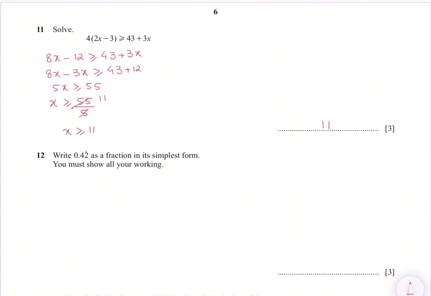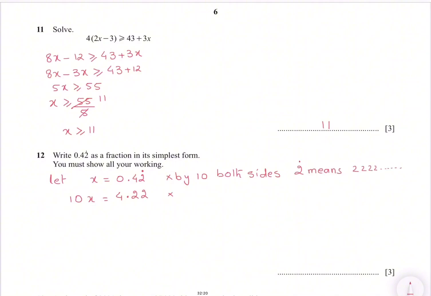Write 0.42 with a dot on the 2 as a fraction. It means this is a recurring number: 2, 2, 2, 2, going non-stop. So you must show all your working. In these types of questions, we have to bring the value written after the decimal before the decimal, step by step. So let x equal 0.42 recurring. Now multiply both sides by 10. So it becomes 10x equals 4.2 recurring.